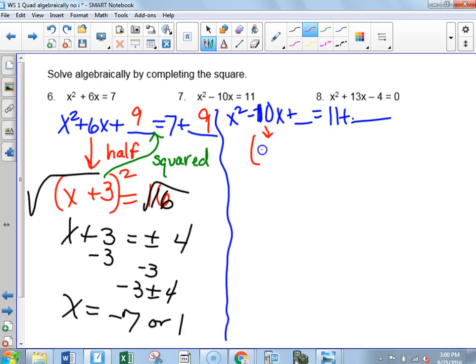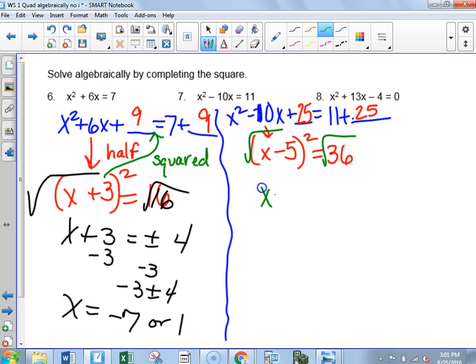Half of this would be minus 5, right? Take the sign with it. And when we square it, we get negative 5 times negative 5 is 25. Is this one going to turn out nice? Yeah, because we get a 36 over here. So can you finish? Square root both sides.